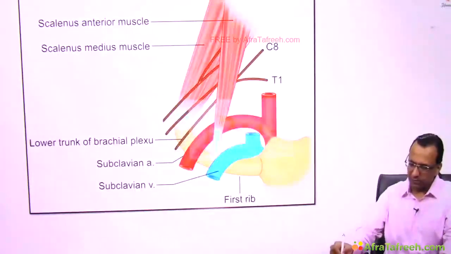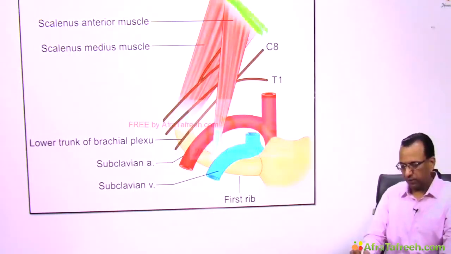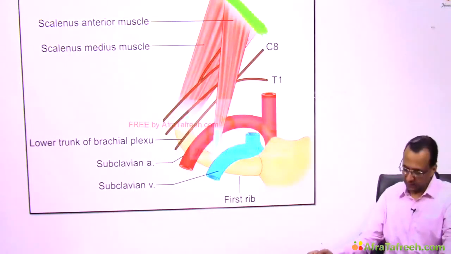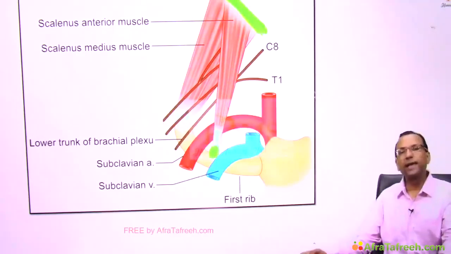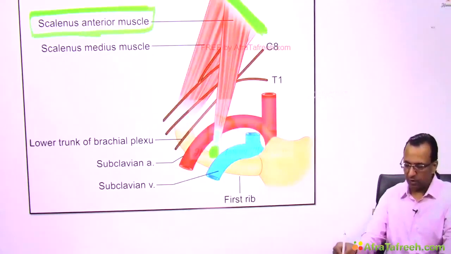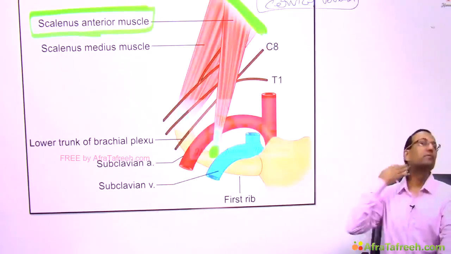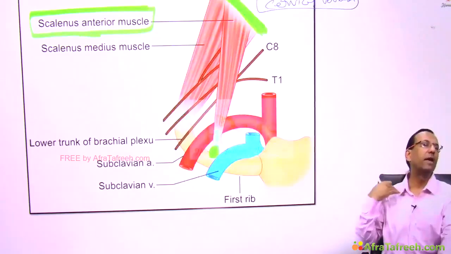Origin of this muscle is from the cervical vertebra, and insertion is on the scalene tubercle. Where is the scalene tubercle? On the inner border of the first rib. So you're telling that scalenus anterior muscle is taking origin from the cervical vertebra. Yes, origin is cervical vertebra, but insertion is the first rib, inner border. There is a scalene tubercle.